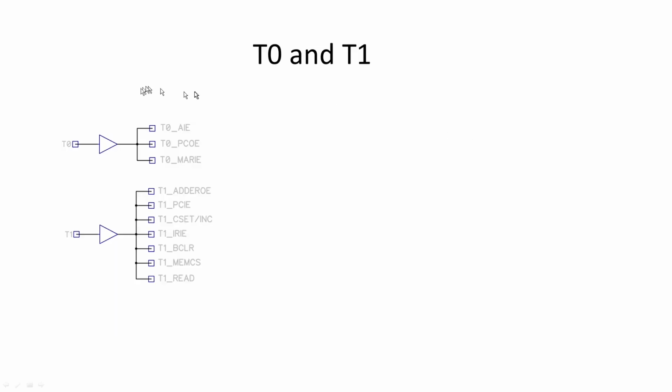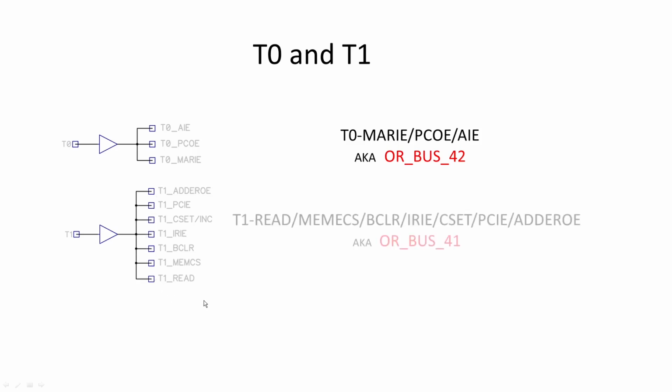We look at T0. T0 does these three all together, so we don't need to put three lines out. We can combine them into one line. So we have this signal, which goes to the OR bus line number 42. And you see on T1 state, we've got a lot of different things turned on, but they all come on at the same time. So we only need one signal for that, and that happens to go on bus line number 41.